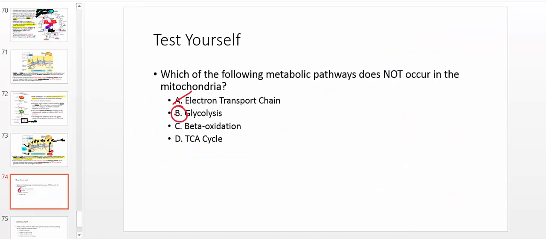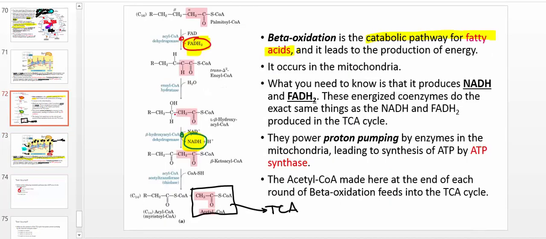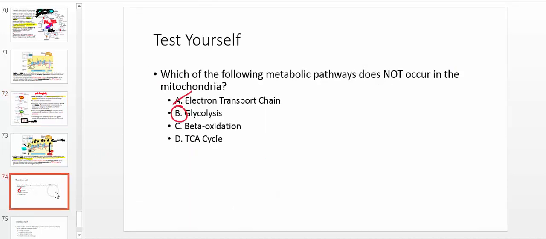But let's also look at these other pathways. Beta oxidation will occur in the mitochondria; most of these enzymes are in the mitochondrial matrix. And the other answer is the TCA cycle, which also occurs in the mitochondrial matrix. So, which of the following does not occur in the mitochondria? It's glycolysis. This occurs in the cytosol.